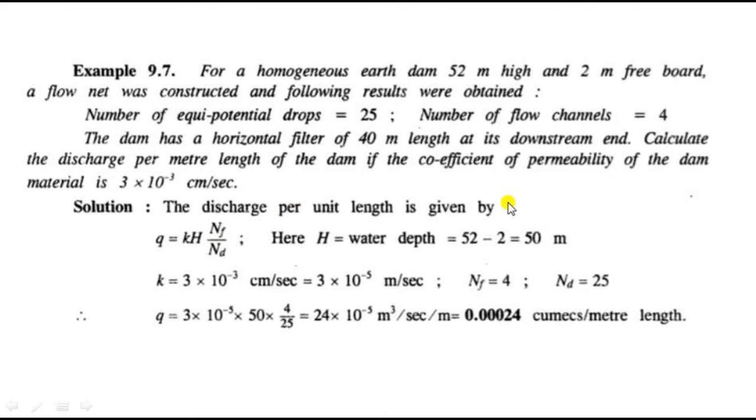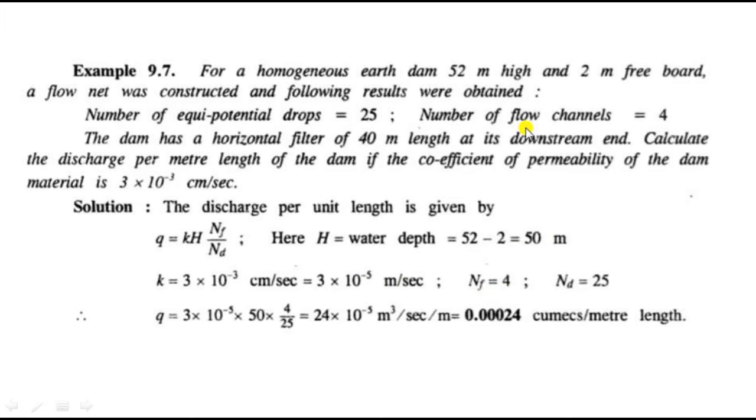The discharge per unit length is given by K H NF by ND, where the depth of water is 52 meter and 2-meter freeboard means 50 meter. So H is equal to 50 meter. K is given as 3 into 10 raised to minus 3. So discharge per unit length we can find out as K H NF upon ND, our previous formula for finding the discharge. That value is in centimeter per second, but depth is given in meter, so we have to convert it into meter per second, so 3 into 10 raised to minus 5.